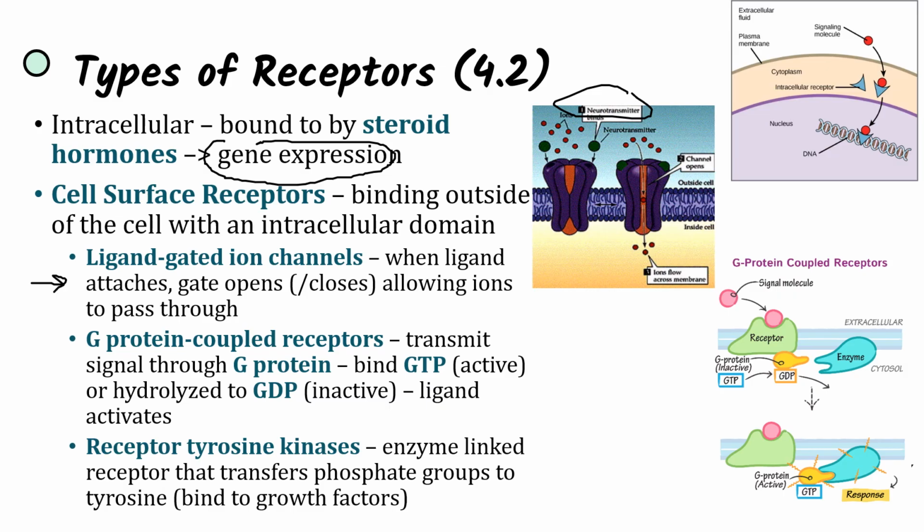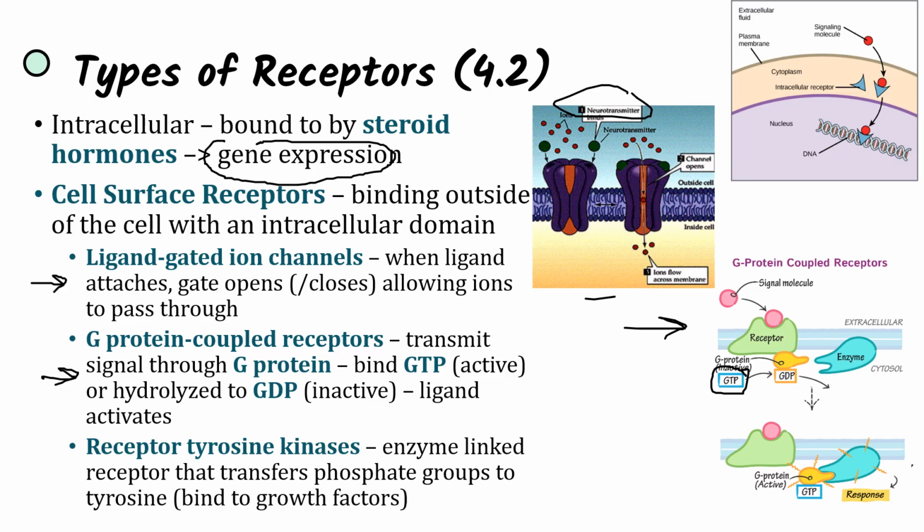Now, there are also G protein coupled receptors where the signal is transmitted through the G protein. When the ligand binds to the receptor, as you can see right here, there's going to be an activation of the G protein through the use of GTP, and then that G protein is going to enter an enzyme that will then start the transduction process. So there are a few steps to a G protein coupled receptor, but the idea is the same. There's a ligand that's entering the receptor, and that's going to start the transduction process.